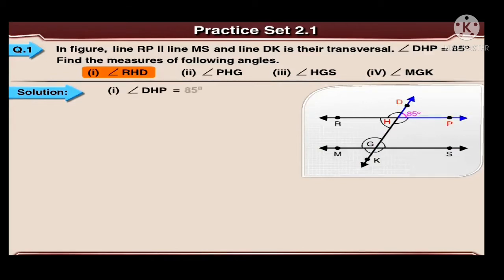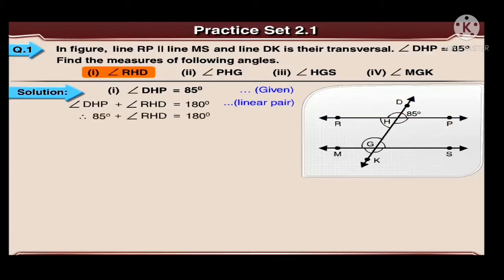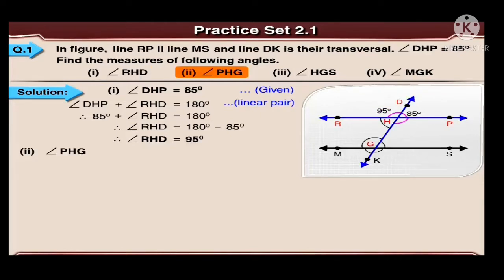It is given that angle DHP is equal to 85 degrees. Already you know angle DHP plus angle RHD is equal to 180 degrees since they are a linear pair. Therefore, 85 degrees plus angle RHD is equal to 180 degrees. Therefore, angle RHD is equal to 180 degrees minus 85 degrees. We will get 95 degrees. Therefore, angle RHD is equal to 95 degrees.